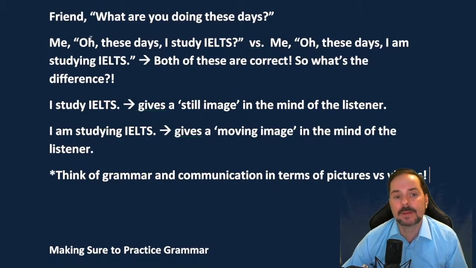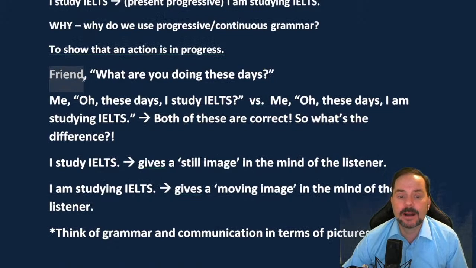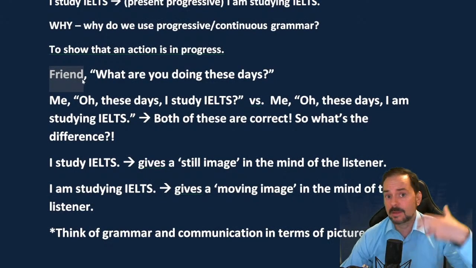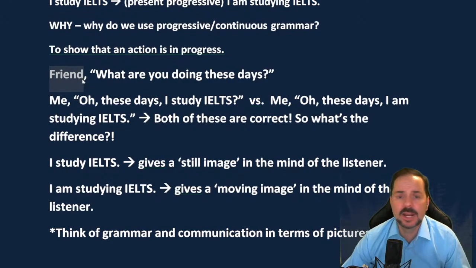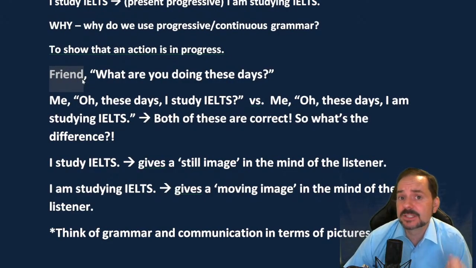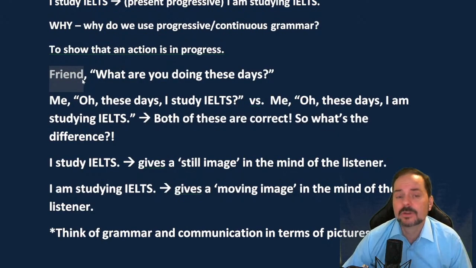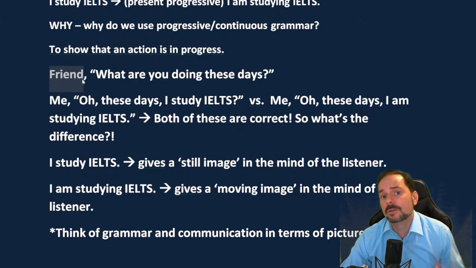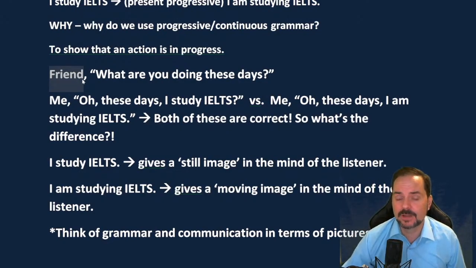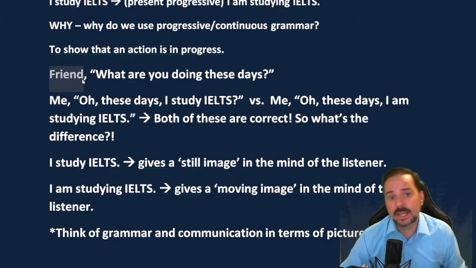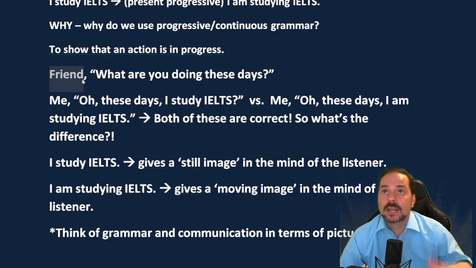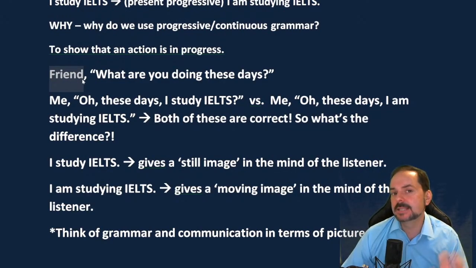So if I want my friend to think about me like I'm a video, that I'm always studying IELTS, I'm putting a lot of effort into it, then I will say, these days I'm studying IELTS. It's a video. Okay, if I want my friend to just get a general idea of one of the activities that I do, then I will use the present simple. Oh, these days I study IELTS. It's not something I do all the time every day, but it's one of the activities that I do. Does that make sense for everybody?